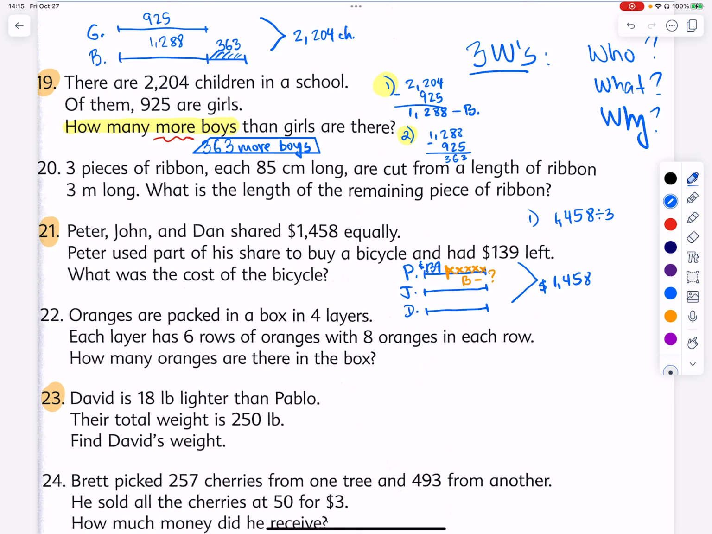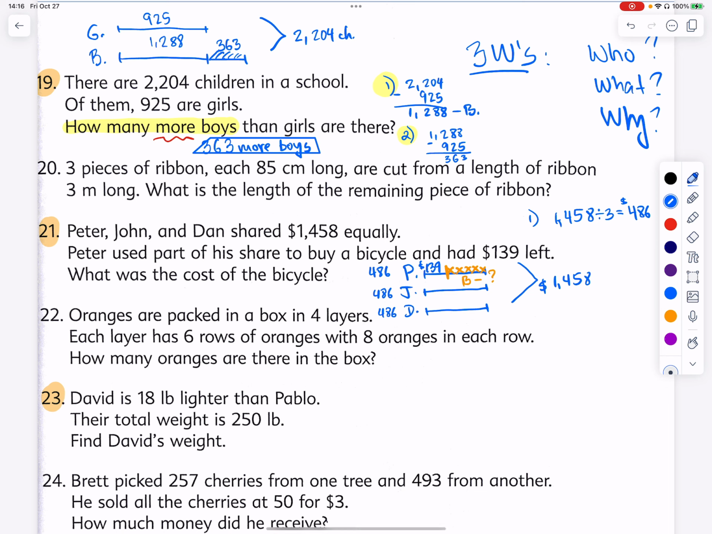1,500 divided by 3 is 500. 1,458 divided by 3, oh friends, a little bit less than 500, 486. I hope you can do the long division. I'll save my time. So now we know that each of these characters got $486. And then what did Peter do with his 486?